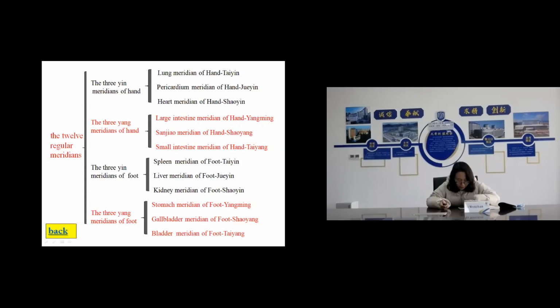The 3 yin meridians of foot include the spleen meridian of foot Tai Yin, liver meridian of foot Jue Yin, and kidney meridian of foot Shao Yin, and the 3 yang meridians of foot include the stomach meridian of foot Yang Ming, gallbladder meridian of foot Shao Yang, and bladder meridian of foot Tai Yang.